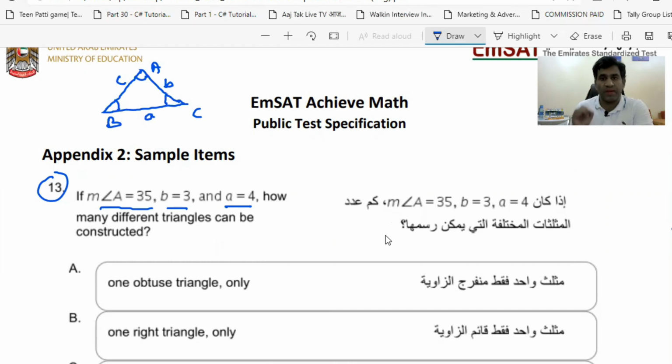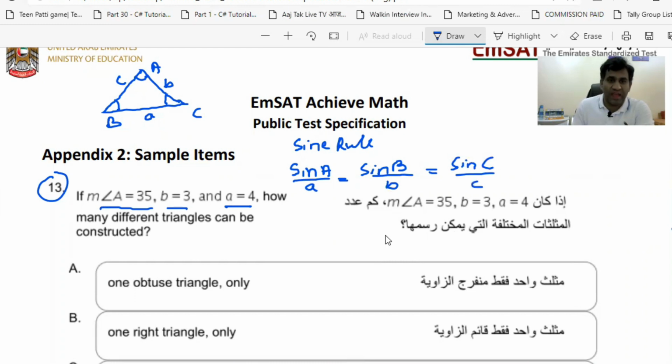According to the trigonometric sine rule, in any triangle, the sine of angle A over its opposite side A is equal to the sine of angle B over its opposite side B, which is equal to the sine of angle C over its opposite side C. If this is angle A, the opposite is side A. This is angle B, the opposite is side B. This is angle C, the opposite is side C. So this ratio is always a constant, some fixed value. I can make use of this to solve for the angle.